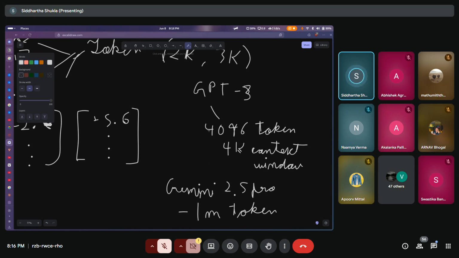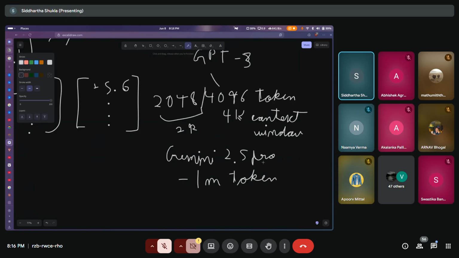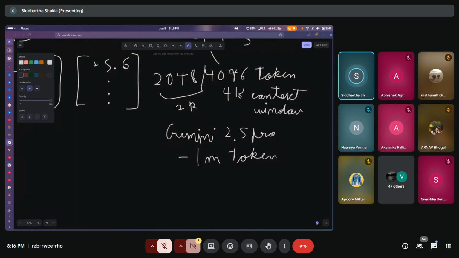Also, I may be wrong about this GPT-3 token size because, as far as I remember, it's either 2048 or 4096. I'm not sure if it's 2K or 4K. You guys feel free to correct me on this one, but it's either a 2K or a 4K context window for GPT-3. It has to be one of those two. So, anyway, moving on to Gemini 2.5 Pro.